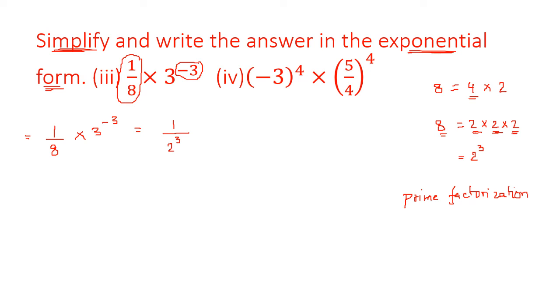So I wrote here 1 upon 8 as 1 upon 2 raised to 3 into 3 raised to minus 3. Now 1 upon 2 raised to 3 I can write as 2 raised to minus 3, or I can change this number as 1 upon 3 raised to 3. So to simplify, you can do either one. What I am going to do is write 1 upon 2 raised to 3 as 2 raised to minus 3, and this number I keep as it is, that is 3 raised to minus 3.